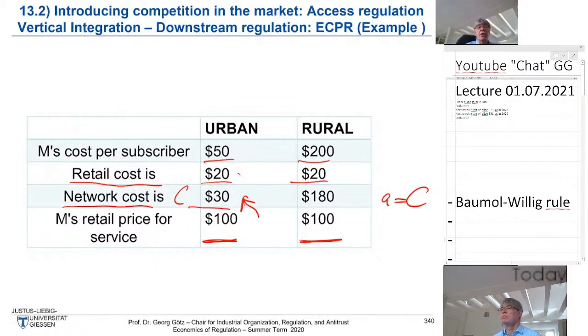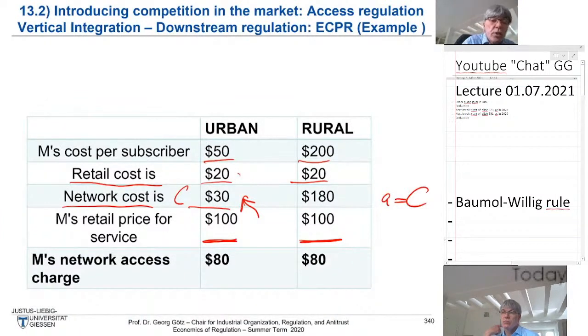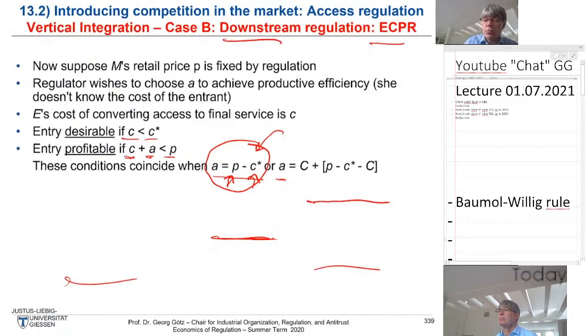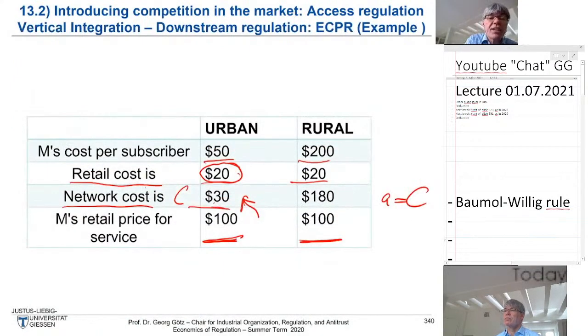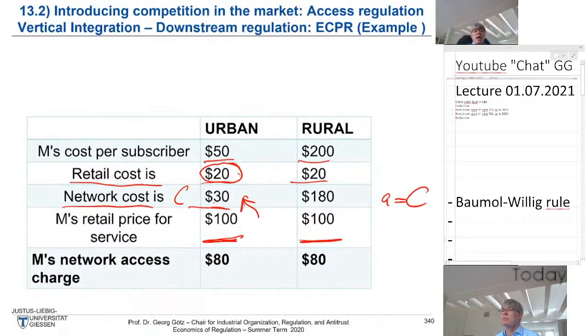And therefore what this Baumol-Willig rule, the efficient component pricing rule, says is, you charge an access charge which is equal to retail minus, that is the price minus the avoided cost, which would be 20. Or put differently, it would be 100 minus the profit which the incumbent makes here. So it would be the network cost plus the profit you lose. Here the network cost is the 30 plus the profit you lose is just the 50. So it's 80. And the same holds here by construction for the rural area.